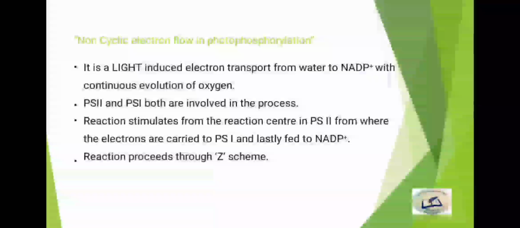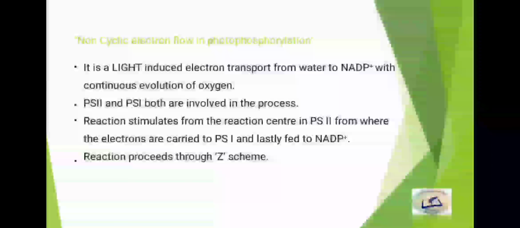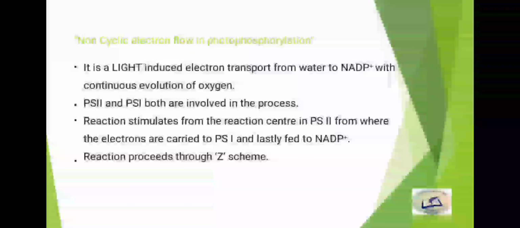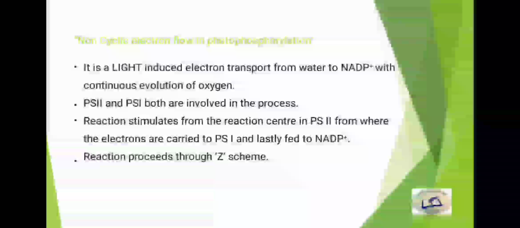Now, let us discuss the points written in the slide. It is a light induced electron transport from water, that is, photolysis of water occurs with the release of a pair of electrons, which are transferred to NADP plus, which then gets reduced to NADPH. We will study it. What is evolved? Continuous evolution of oxygen is seen in this process. Then PS2 and PS1 are both involved in non-cyclic photophosphorylation.